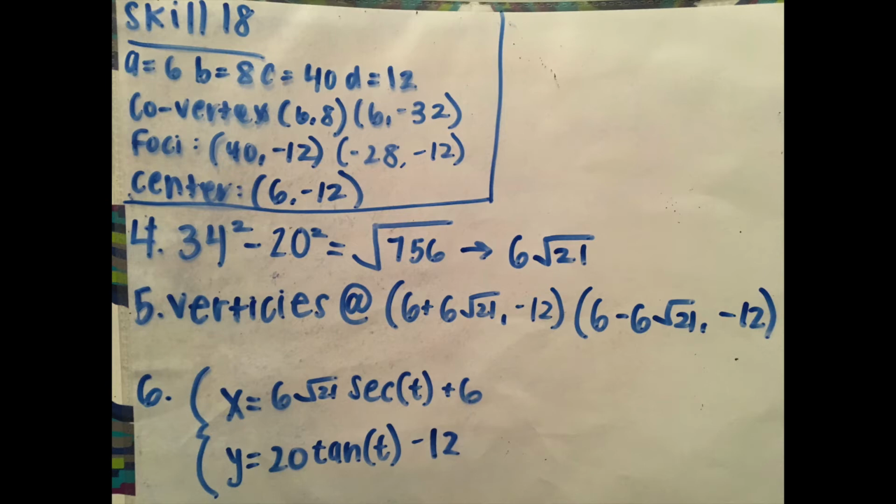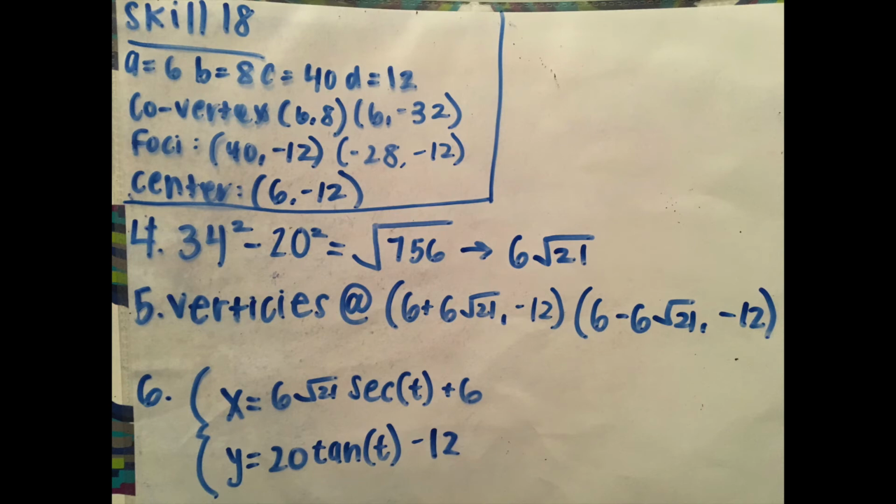Finally, we can make the parametric equations by using secant as the x and tangent as the y. Since the hyperbola opens left and right, I multiply secant by 6 square root 21 because that is the distance between the center and the vertex. And then I added 6 to the function since the hyperbola is moved 6 units to the right.